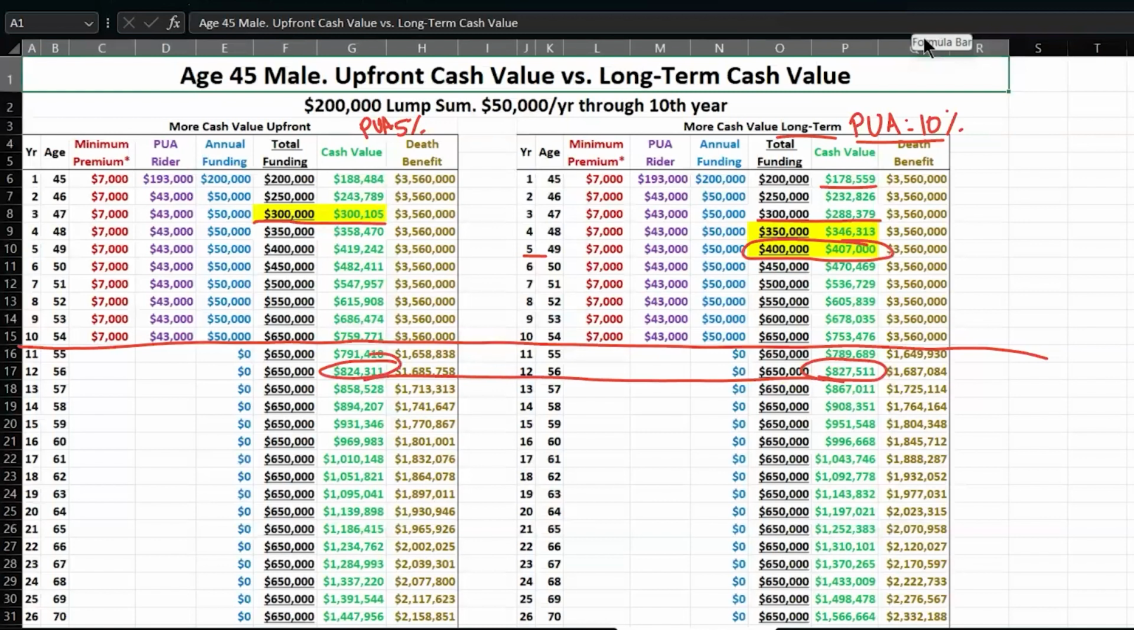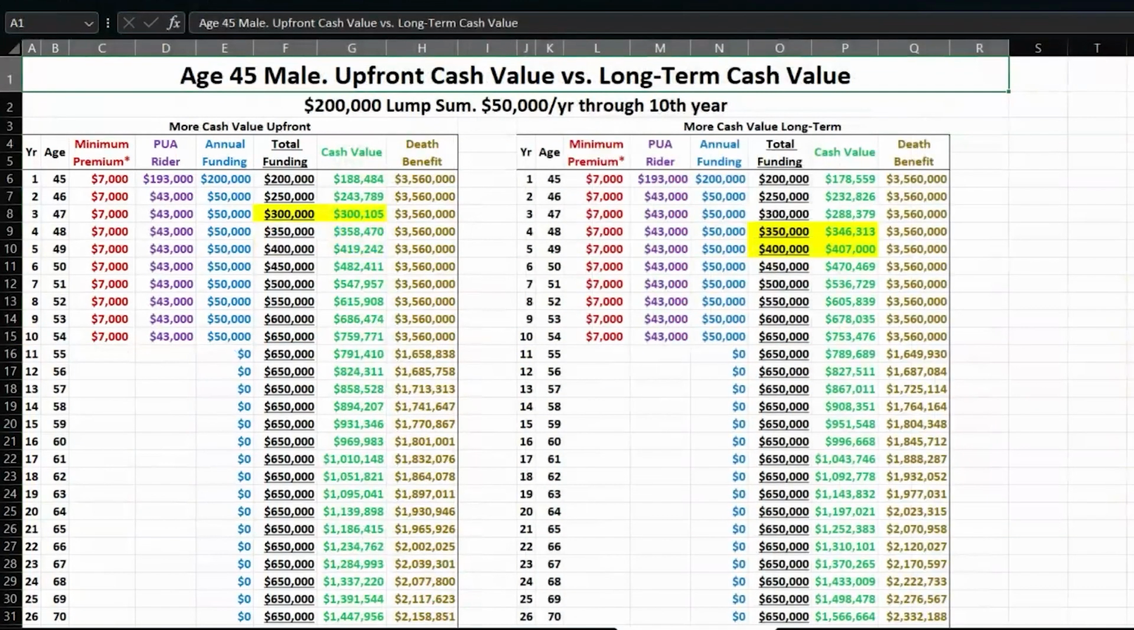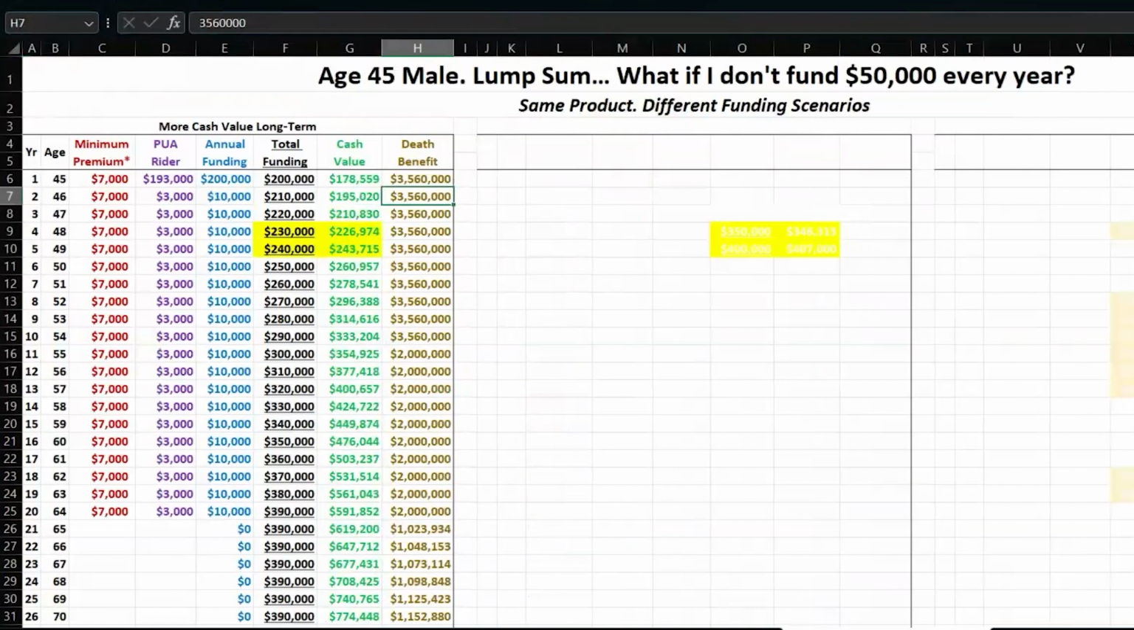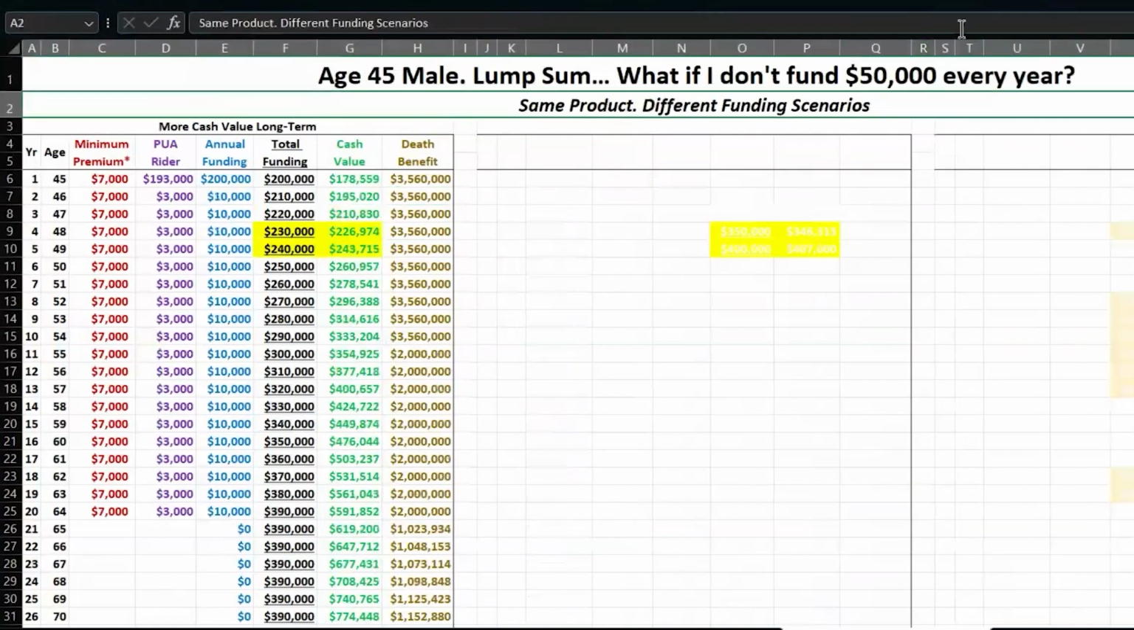But again, we've got the two side by side. So let's take a look at this illustration where we've got more cash value long-term. We're going to go through an exercise here, and the exercise is meant to demonstrate what the policy looks like if you fund different amounts. So we've got the same product here, same version. Up top, we see same product, different funding scenarios.